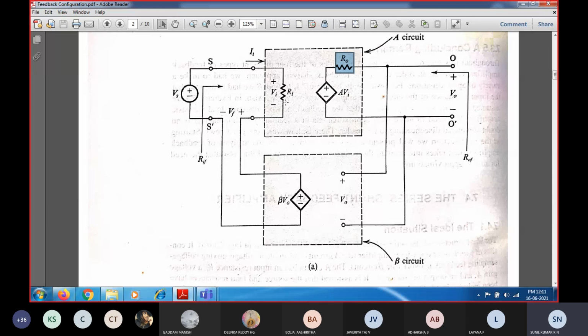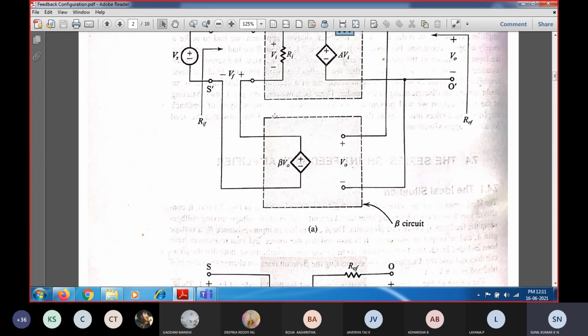So the first two properties have been dealt with. That is reduction of noise, gain desensitivity, reduction of non-linear distortion, as well as the bandwidth extension. We have obtained the expression. Now we are going to deal with how to control the input and output impedance.